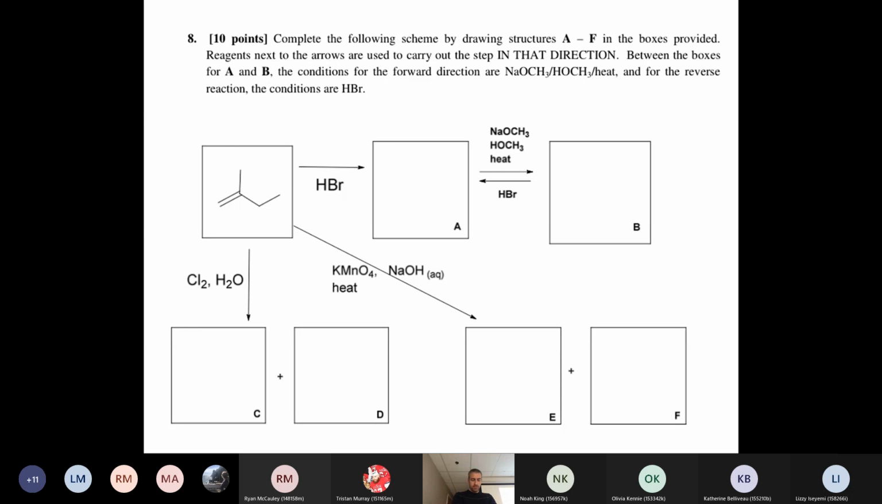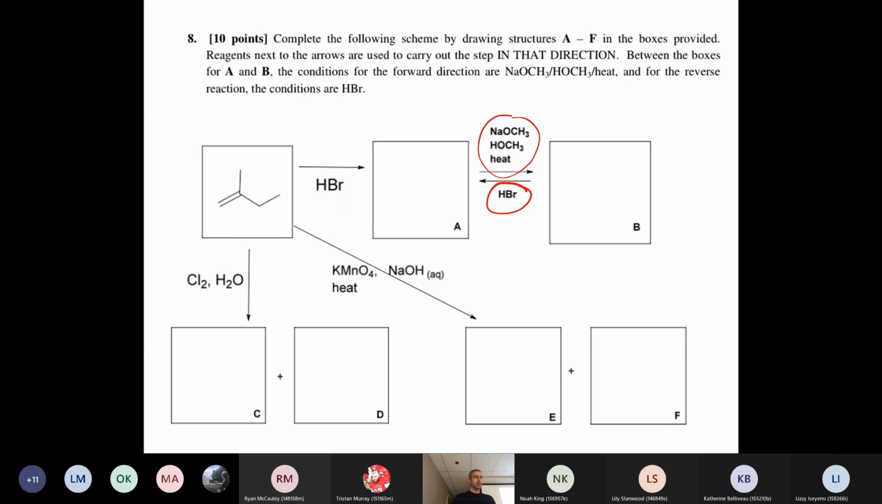So this one says, complete the following scheme by drawing the structures of products A to F below. Reagents next to the arrows are used to carry out the step in that direction. Between the boxes for A and B, conditions for the forward are the top ones. For the bottom one, it's this. So looking at that first one, what would happen if you reacted that with HBr?